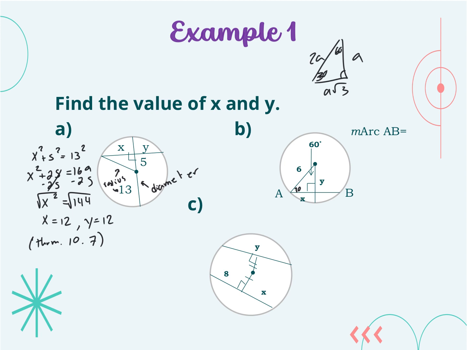Now knowing that, we know Y is going to be our a. We know X is going to be our 3 root 3. And we can go from there. And we have the 2a, which is our 6. So we can say 6 equals 2a. So our a is equal to 3. So we know Y is 3. X is 3 root 3. So I'm just going to write 3 root 3.